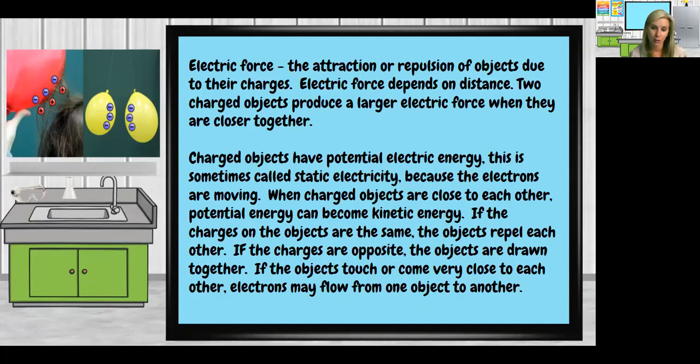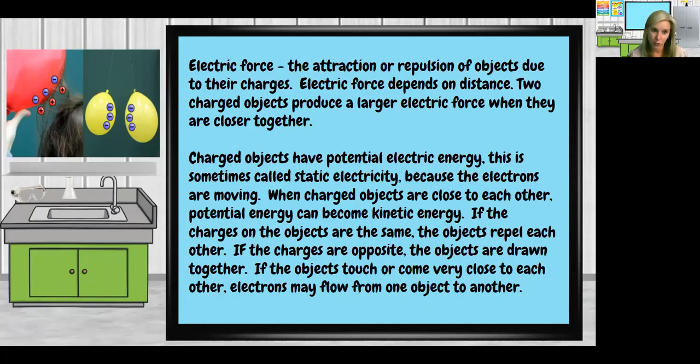If the charges on the objects are the same, the objects will repel each other. If the charges are opposite, the objects are drawn together. If the objects touch or come very close to each other, electrons may flow from one object to another.